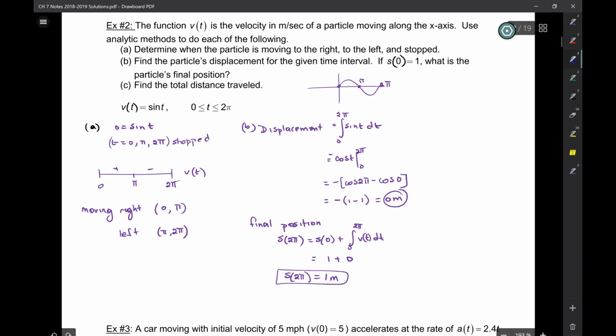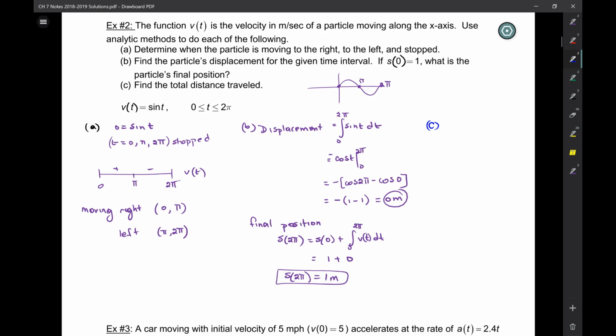Well, the initial position was 1, but then the total displacement is 0. So it started at 1, moved to the right, and moved to the left. You're forgetting to add the initial position, Jason. So this is S of 0 plus what you get from the integral. Oh, you should have said so before.